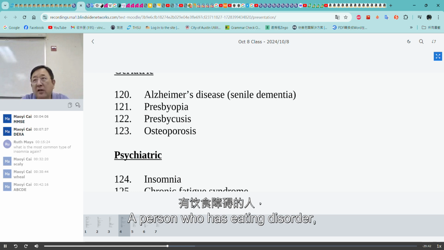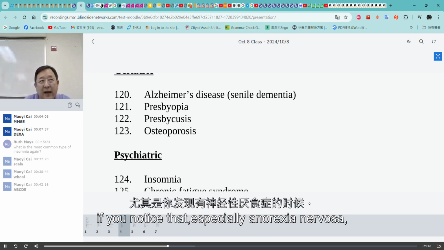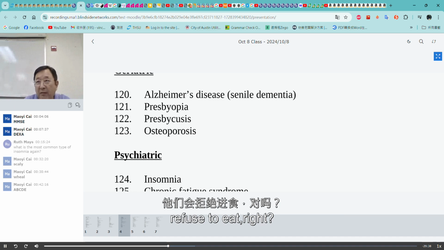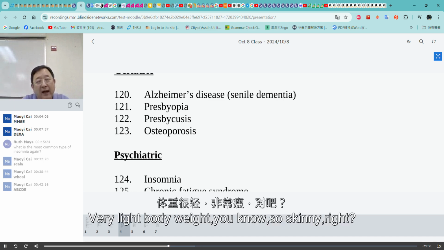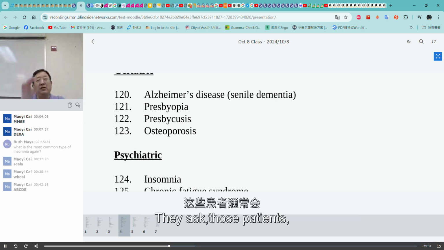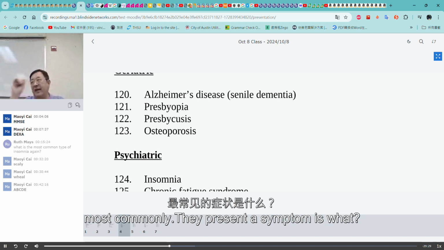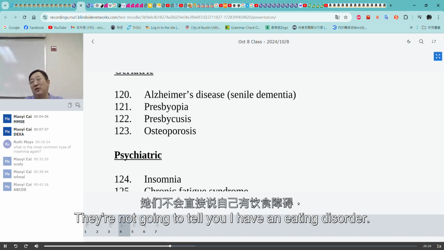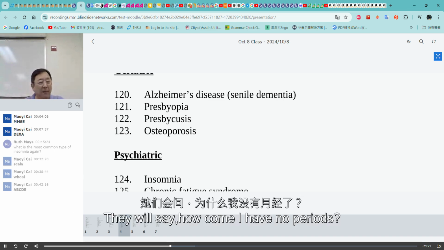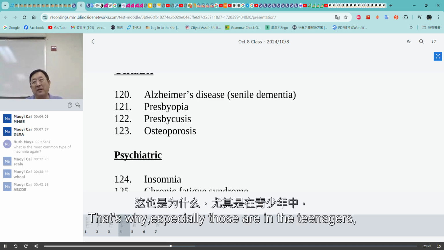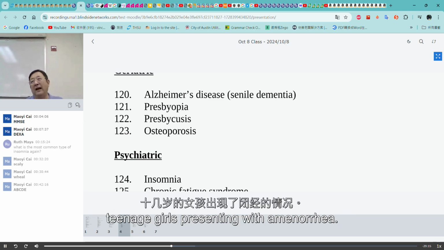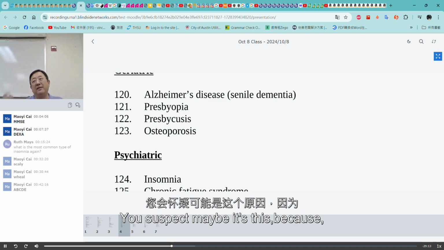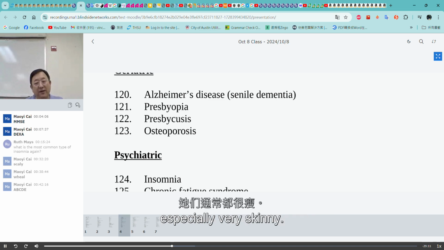Yeah, but also they like to ask another question. A person has an eating disorder, if you notice that, especially anorexia nervosa, refuse to eat, right? Very light body weight, so skinny, right? They ask you, those patients, most commonly they present a symptom is what? Amenorrhea. They're not going to tell you I have an eating disorder. No, they don't recognize that. They will say, how come I have no periods? That's why, especially those in teenage girls presenting with amenorrhea, you suspect maybe it's this because especially very skinny.